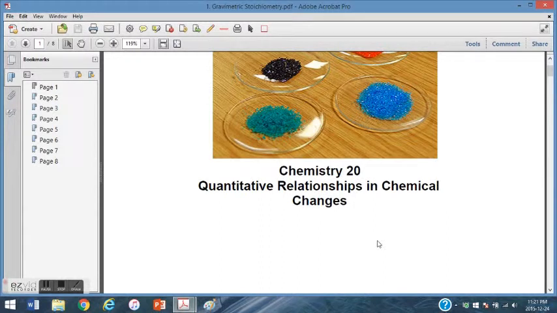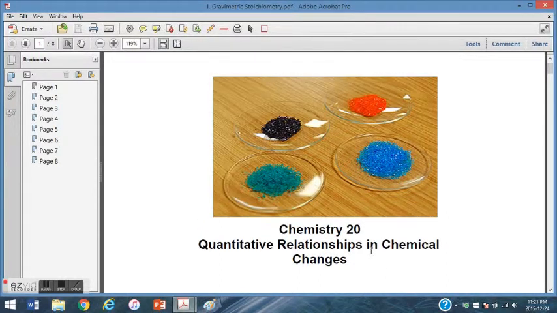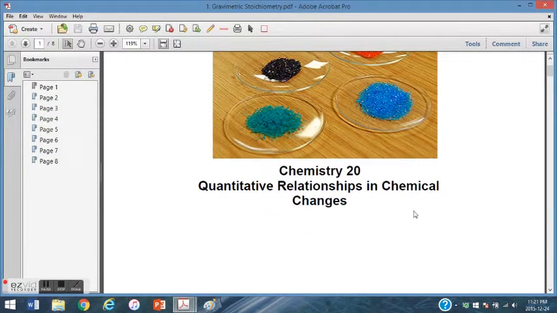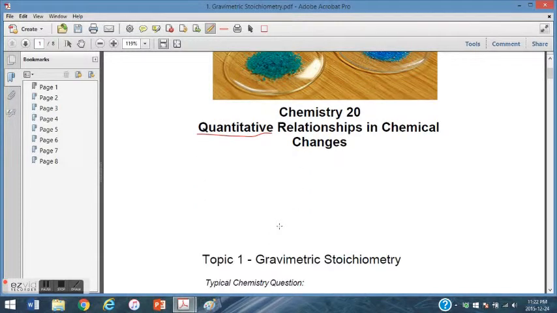And so we're going to start talking about the idea of a quantitative relationship. Now, when we talk about quantitative, what we mean is we're talking about quantities. We've talked a little bit about quantities when we were in the gases unit, a little bit about quantities when we were in the solutions unit, and now we start to put some of those pieces together. Okay, so the first thing we're going to look at is gravimetric stoichiometry.